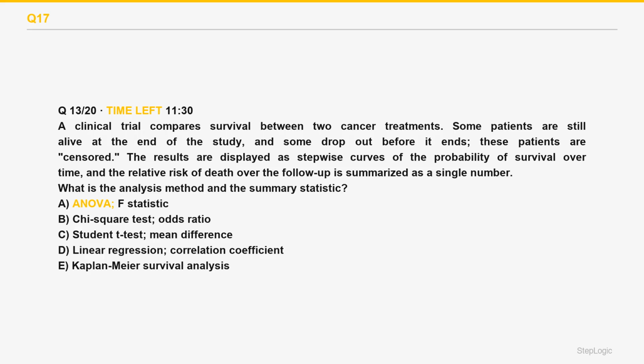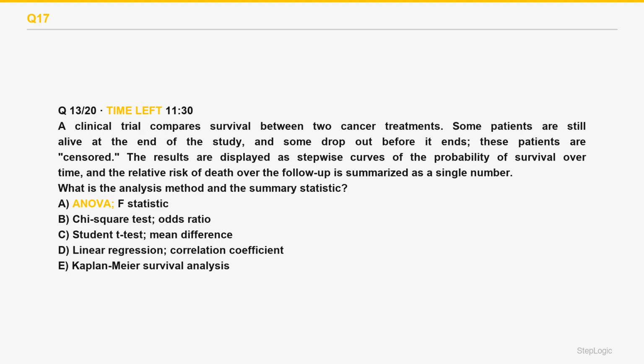What is the analysis method and the summary statistic? A clinical trial compares survival between two cancer treatments. Some patients are still alive at the end of the study, and some drop out before it ends. These patients are censored. The results are displayed as stepwise curves of the probability of survival over time, and the relative risk of death over the follow-up is summarized as a single number.